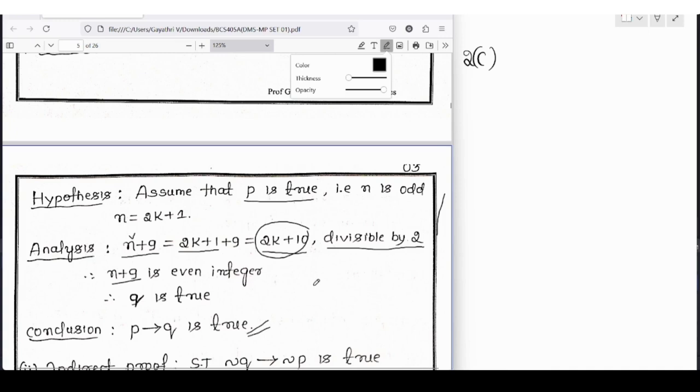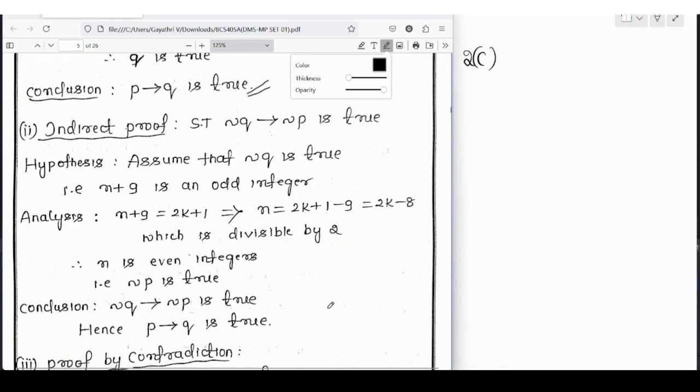Similarly, for the same statement we are supposed to give a proof by indirect proof. For indirect proof, we need to show that negation Q conditional to negation P is true. Here negation means we take the opposite of the proposition we have considered. Let us take the first step, hypothesis. Assume that negation Q is true. Negation Q means we take n plus 9 as an odd integer. Actually the proposition says it is even, but since we have taken the negation, n plus 9 is an odd integer.